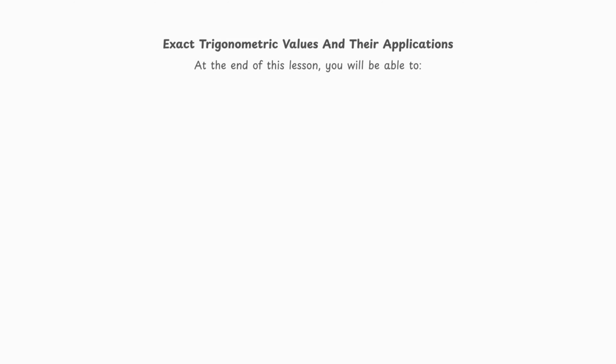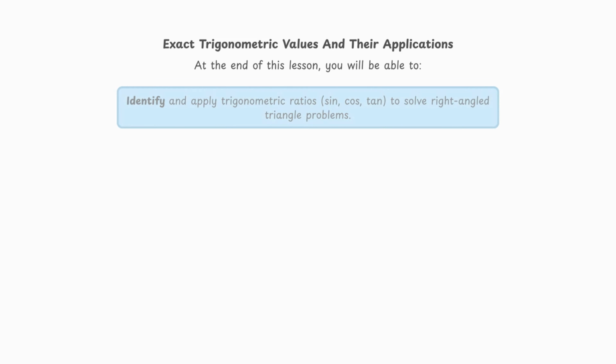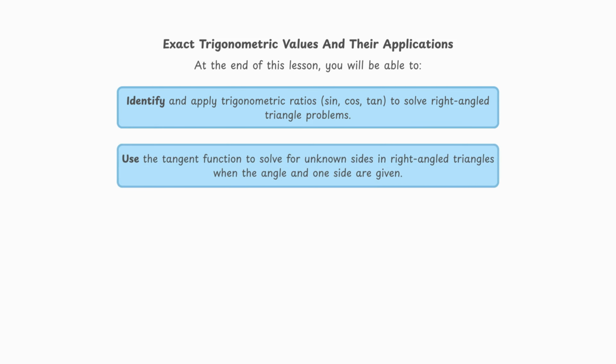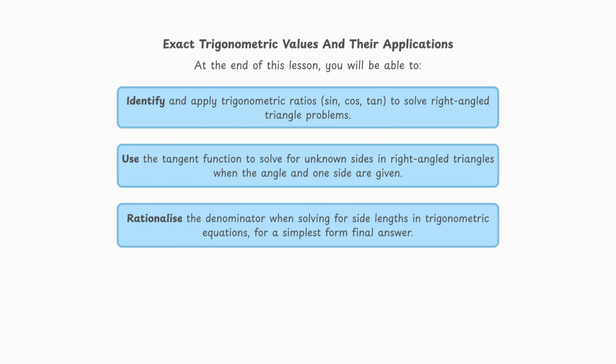By the time you finish this video, you will be able to identify and apply trigonometric ratios, sine, cosine, and tangent, to solve right-angled triangle problems. Use the tangent function to find unknown sides when an angle and one side are given, and rationalize the denominator to express your answers in their simplest exact form.